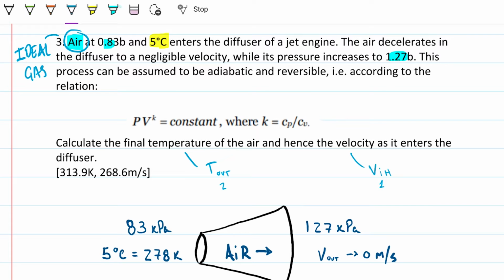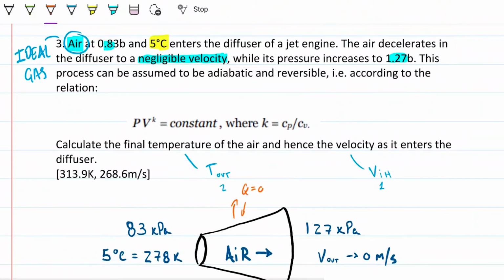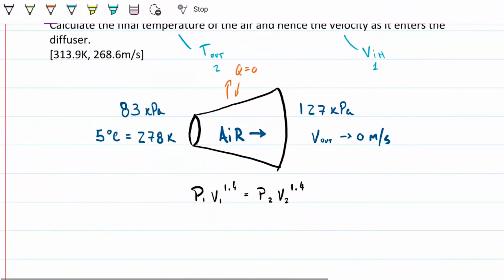What else? The diffuser has the purpose of decreasing the velocity, and indeed it decreases it to a negligible velocity. So this is saying you can assume velocity to be 0 at the outlet of the diffuser. The process can be assumed adiabatic, so no heat entering or leaving, and reversible, so the entropy generated, S gen, is 0. And it follows this idea here of P times V to the K equals constant. All right, so this is what we have.